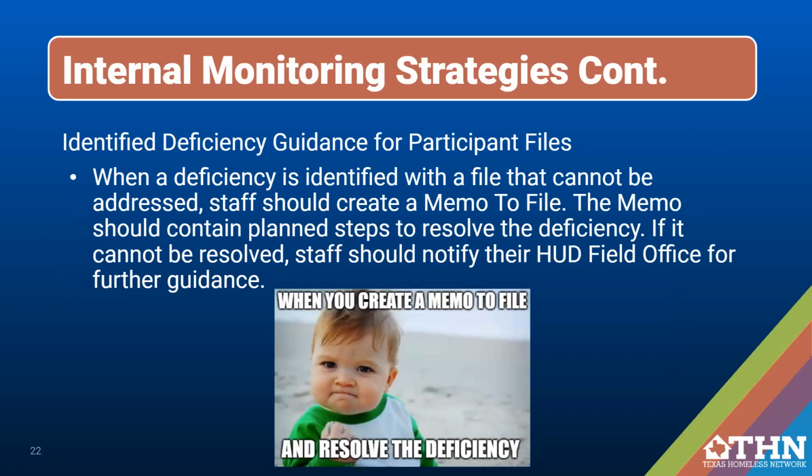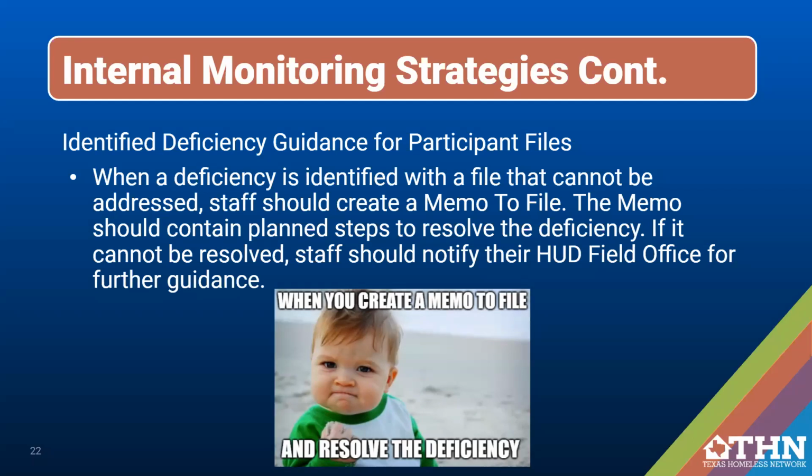So moving on, I want to talk through the process that you would use if, through a file review, you identify a deficiency within a participant file. This guidance comes straight from our internal monitoring guidance, which Axton just dropped in our chat, which states that when you identify a deficiency in a file, project staff should develop a memo to the file, which I believe we have a template memo for if that's something you need. If that's the case, please reach out to us and we will share that with you.